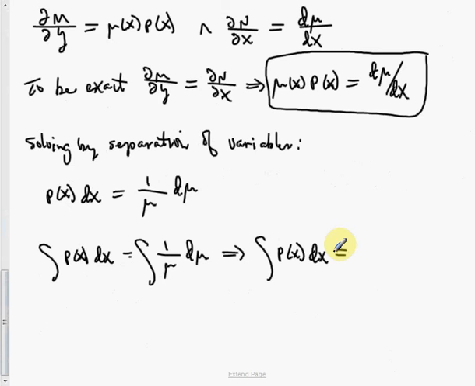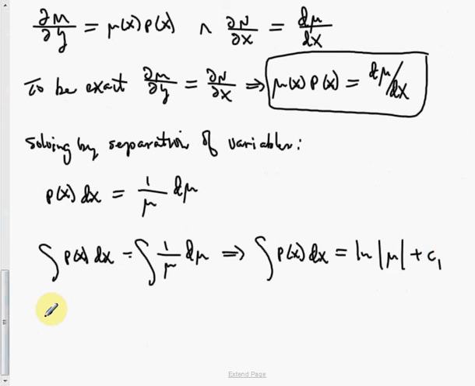So I don't make up anything. I just let it be. The integral of P of x dx is the integral of P of x dx. What's the integral of 1 over mu d mu? That's right, the natural log of mu. You got it. So this is the natural log of the absolute value of mu plus some constant c sub 1.